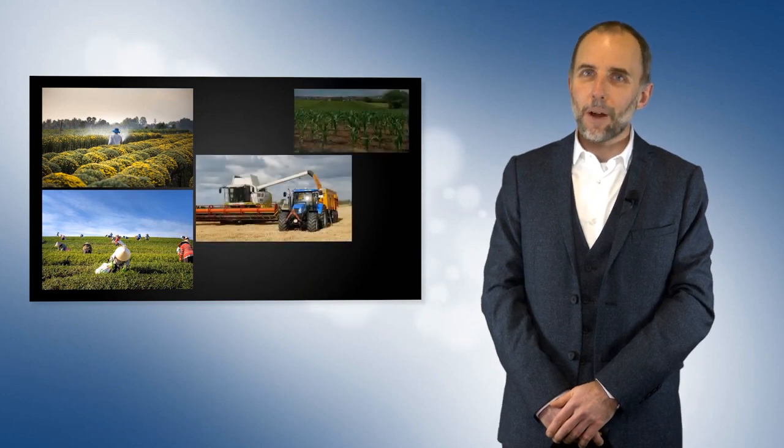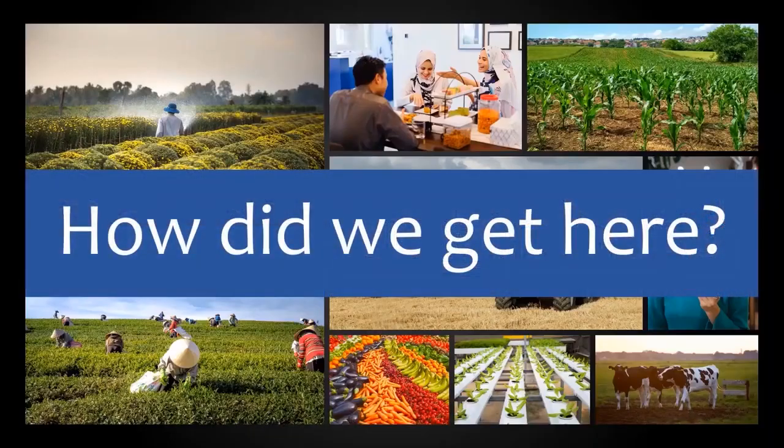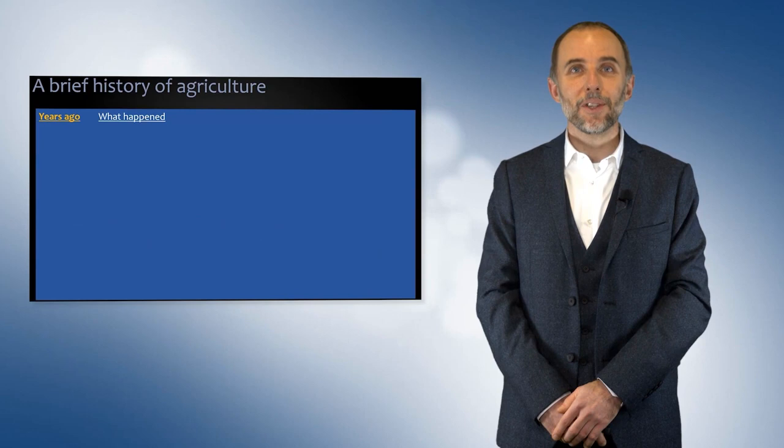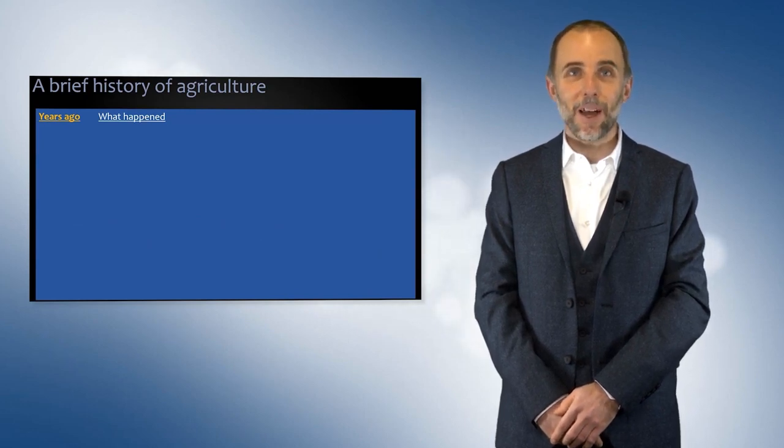Agriculture is all around us, and our food is part of our daily life. But it has huge diversity in our food systems, in the food we eat. So how did we get here? How did our agricultural systems and our food production systems come to be? Let's do a brief history of agriculture. We're going to look at 20,000 years in one slide.